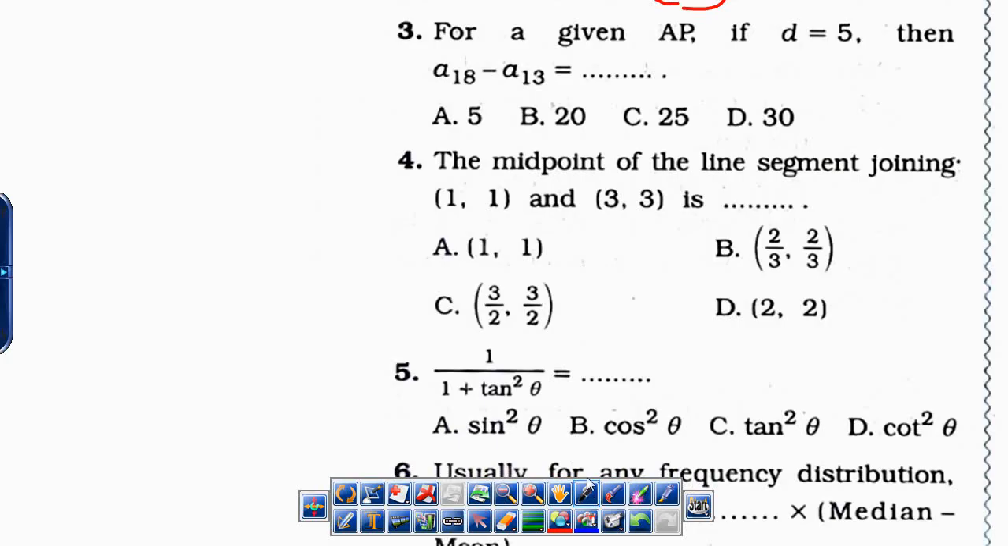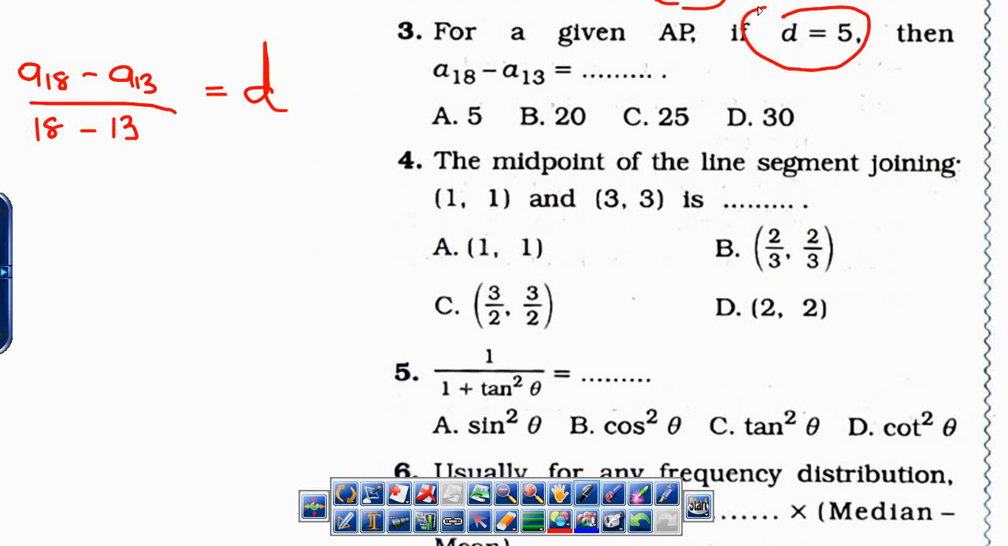For a given AP, D is 5, A18 minus A13 is how much? So you write the formula of D, A18 minus A13 divided by 18 minus 13. This is a special formula for D. In this they have given the value of D. D is 5, so in place of D it becomes 5. 18 minus 13 becomes 5 and this 5 is multiplied in front. Hence the answer is 5 into 5, 25. Option C.